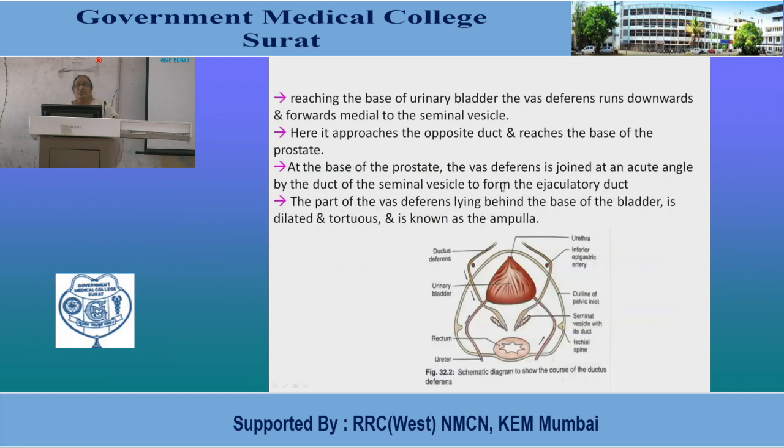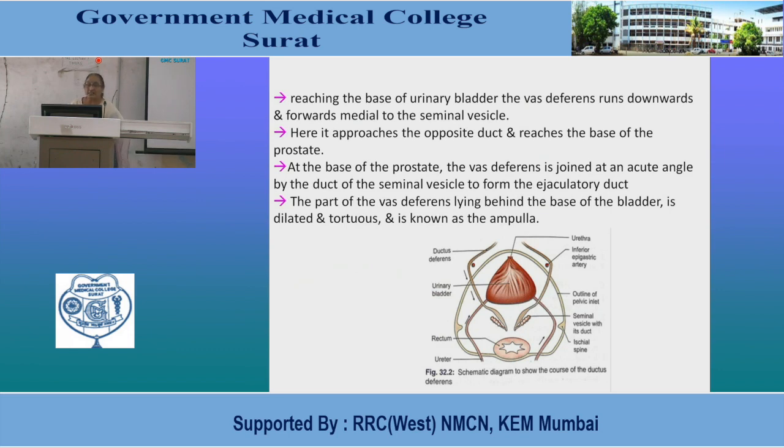Reaching the base of the urinary bladder, the vas deferens runs downwards and forward, medial to the seminal vesicle, as we have seen in the previous diagram. Here it approaches the opposite duct at the base of the prostate. At the base of the prostate, the vas deferens is joined at an acute angle by the duct of the seminal vesicle to form the ejaculatory duct, which traverses the substance of the prostate gland.